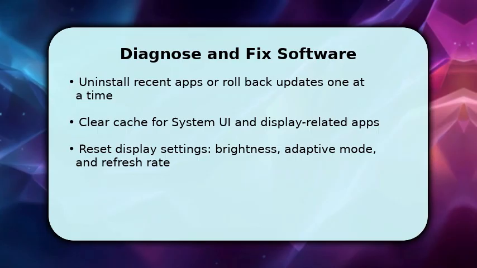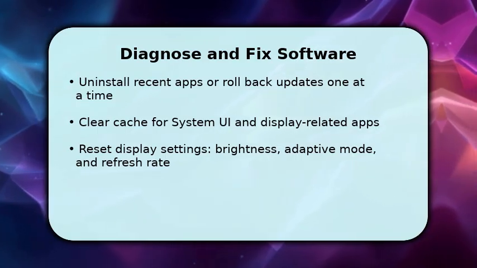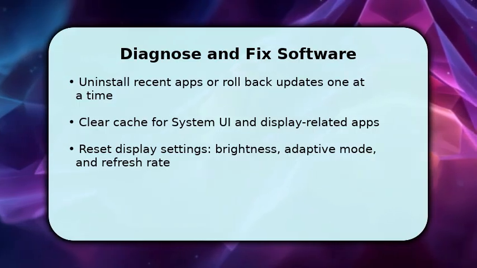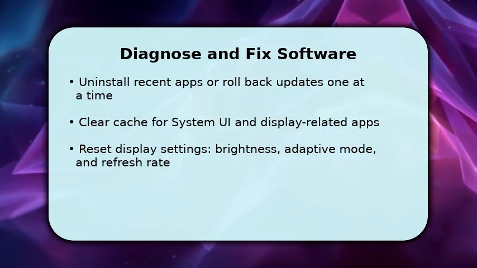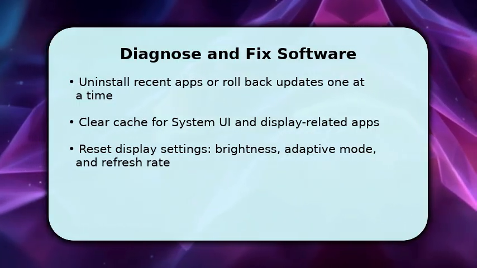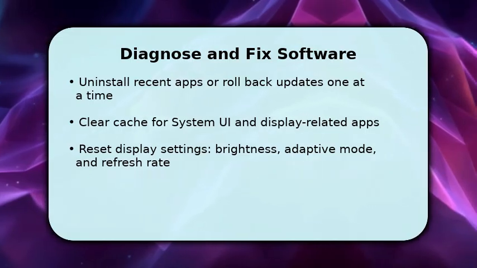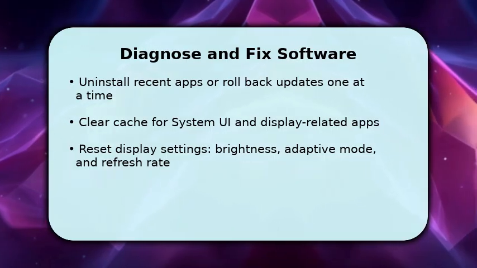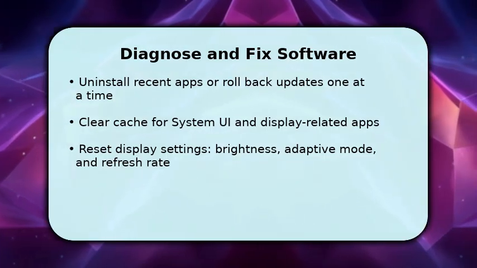This isolates misbehaving packages. Then clear caches for system UI and display services via Settings. Apps, show system, storage, clear cache. Next, adjust display settings. Set brightness manually, disable adaptive brightness, and choose a stable refresh rate. These steps fix it. If software steps fail, check hardware.